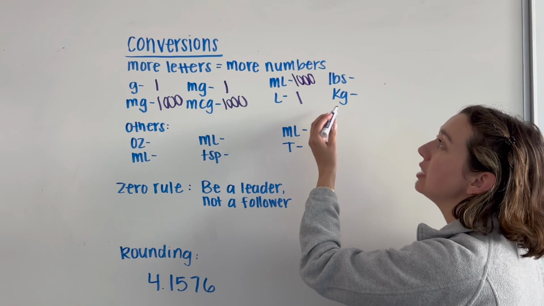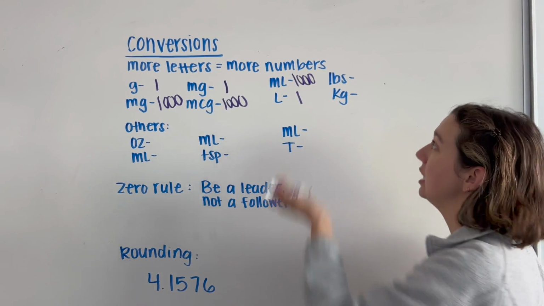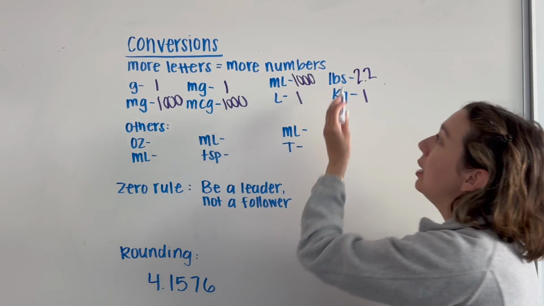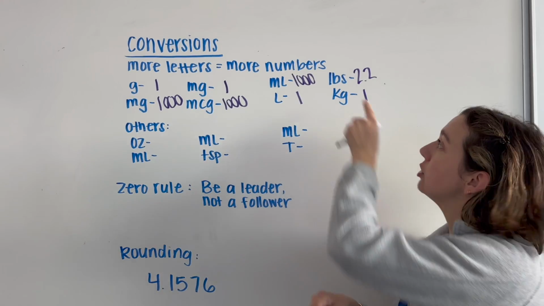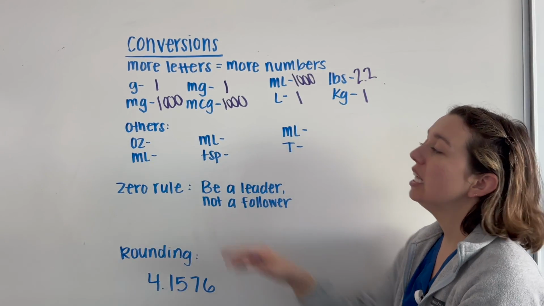Milliliters is 1,000 milliliters to 1 liter, follows the rule again. And then for pounds and kilograms, though we don't have it as 1,000 to 1 anymore, the rule still applies. So pounds, we have 2.2 pounds to 1 kilogram. Pounds has more letters, and so it has more numbers, and then kilograms has less letters, so it has less numbers.